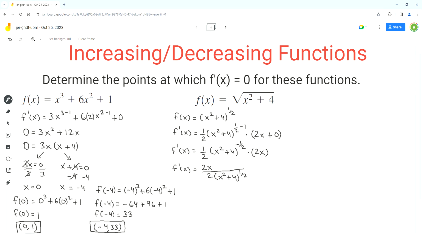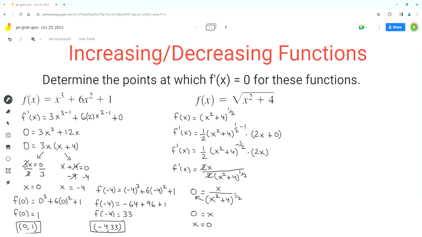Now we can set the derivative equal to 0 because we have to find the x values at which the f prime is equal to 0. And we can cancel out the 2's in the numerator and the denominator. So we are left with x over (x squared plus 4) exponent half. Now we can cross multiply the denominator to solve this equation. So 0 times any term is equal to 0. So we get 0 equals x. So in this case, we got just one value for x, which is x equals 0.